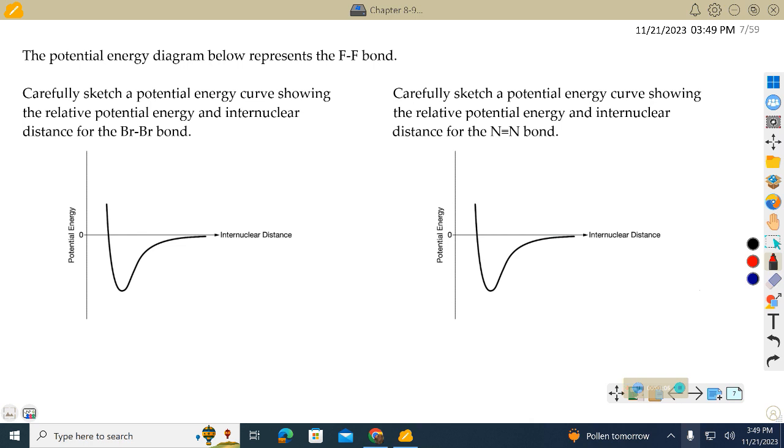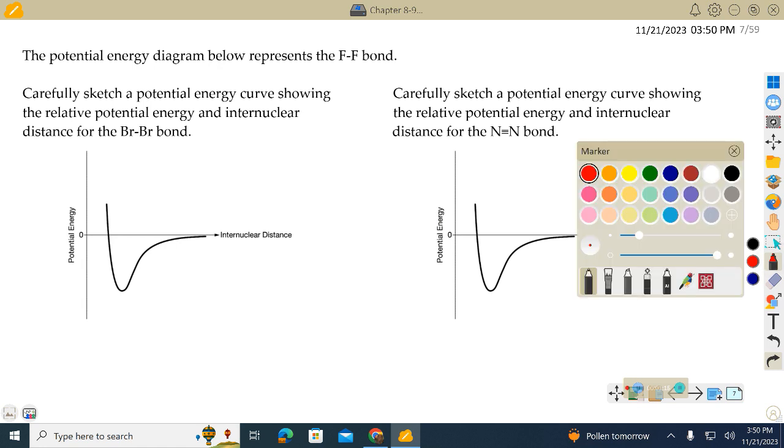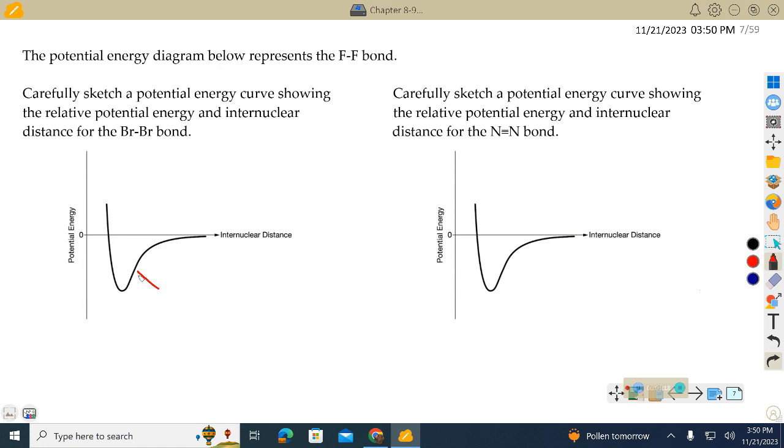So here we've got the potential energy diagram for a fluorine-fluorine bond. Let's make that skinnier. There. Here we go. This is for the fluorine-fluorine bond. Often on the AP test, they'll have you comparing different diagrams, or they might ask you something like this. Carefully sketch a potential energy curve showing the relative potential energy and internuclear distance for something different.